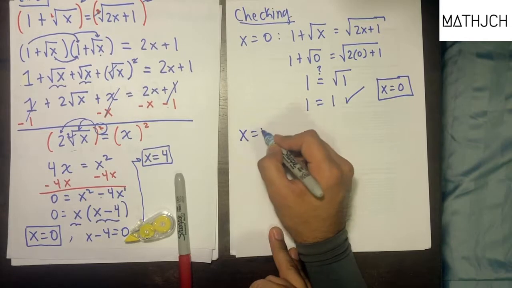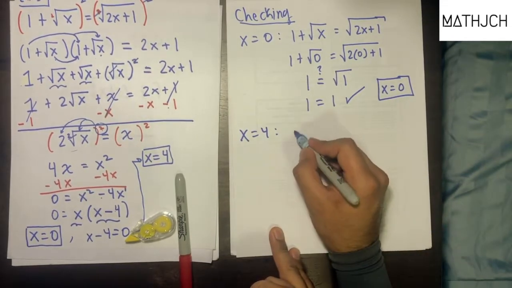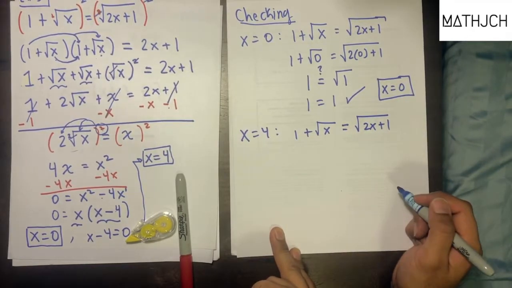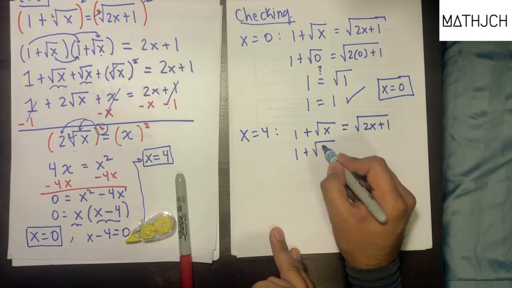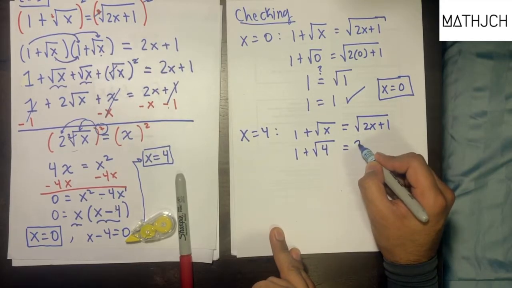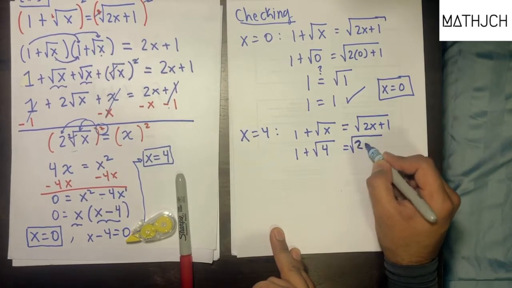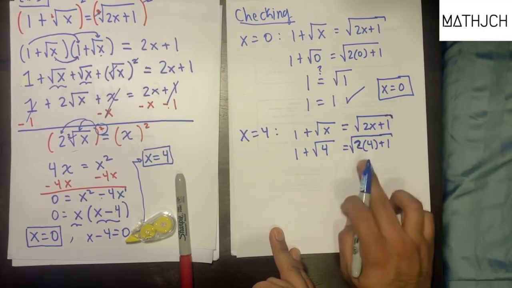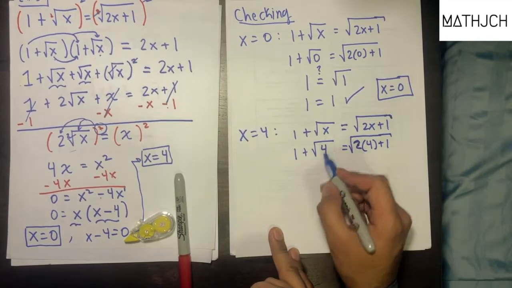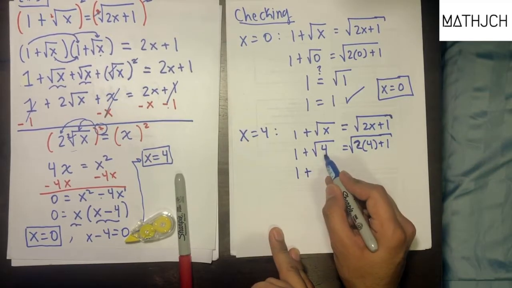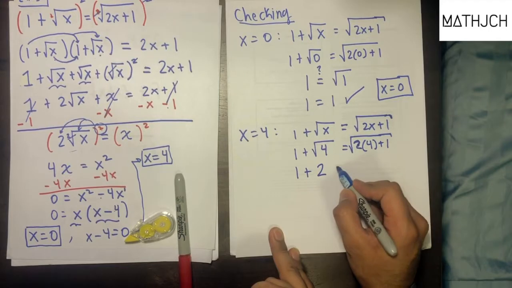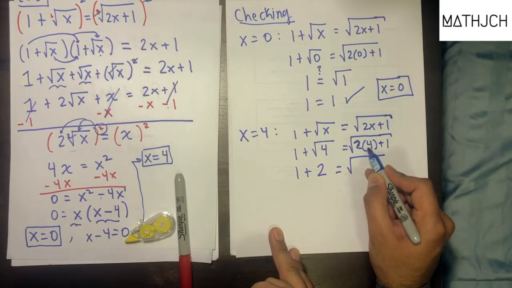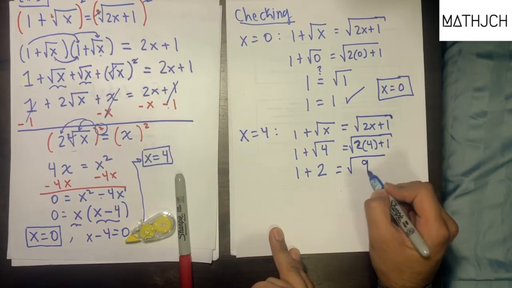Let's check x equals 4 now. Let's rewrite the equation. Now we're going to plug in 4. 1 plus the square root of 4 equals square root of 2 times 4 plus 1. Notice that all of this is inside of the radical. So we have 1 plus the square root of 4, as you might know is 2, equals, let's do the inside part first, 2 times 4 is 8, plus 1 gives us 9.